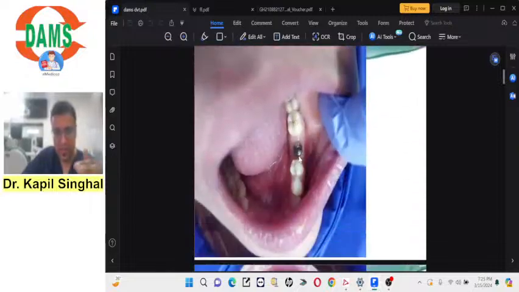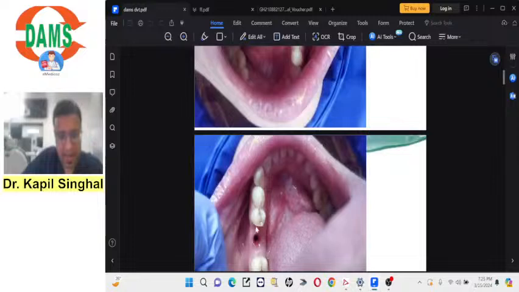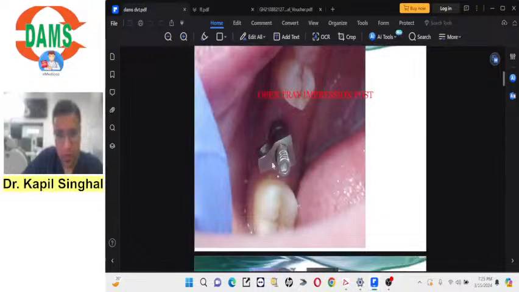Suppose let's take a full case to understand. The healing cap is placed. After the healing cap is removed, I can see a soft tissue profile formed around the implant. Now we'll take an open tray impression post and place it over the implant.